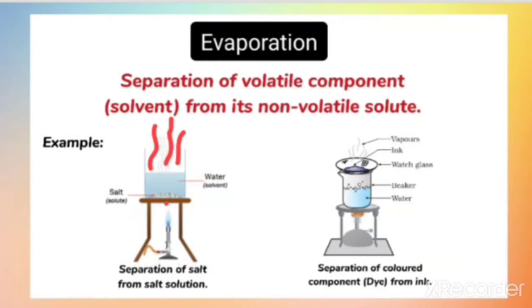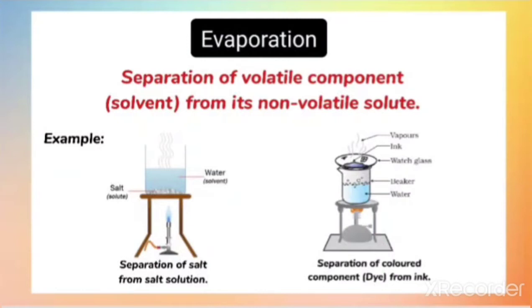In the same way we can separate the colored component, that is the dye, from blue or black ink. The separation of the colored component, the dye, from the ink can be done by this technique. When we keep a watch glass having the ink on the mouth of the beaker as shown in the figure, you can see there is a beaker, and the ink is taken in the watch glass and kept over the mouth of the beaker, and the water is taken in the beaker and it is boiled.